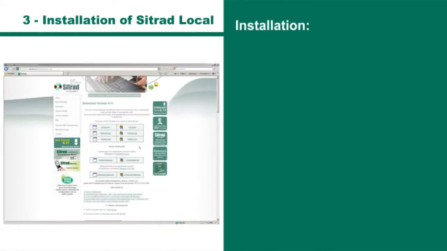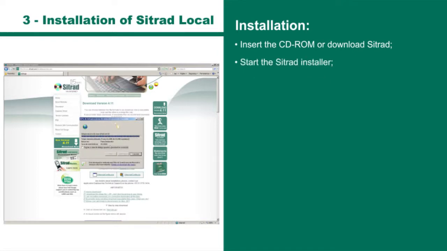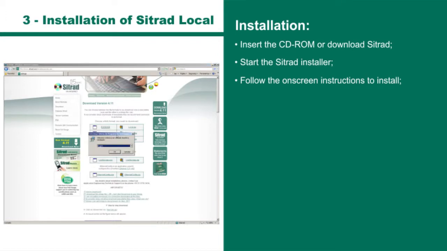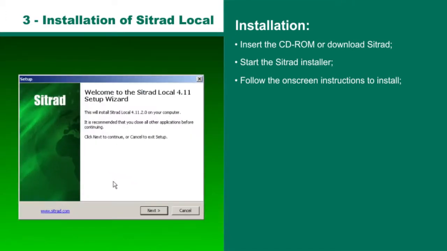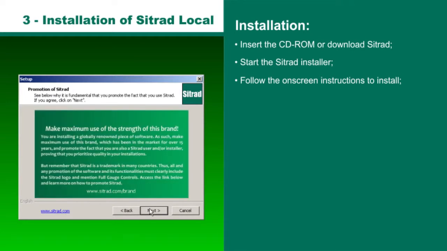Installation of Sitrad Local. Insert the CD-ROM or download Sitrad on the link below in the video descriptions. When the CD-ROM is inserted, the installer automatically runs. If you've finished the download, open the file to start the installation. Follow the on-screen instructions to install. If in doubt, refer to the manual or access the user's guide in the installation and configuration section. Sitrad's other modules are also available on the installation CD-ROM and on the software site.